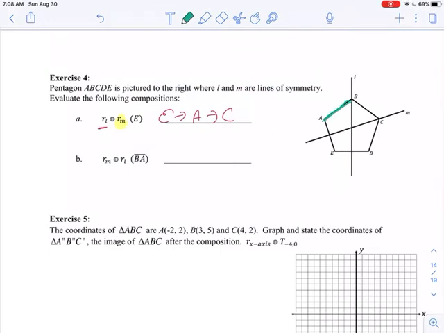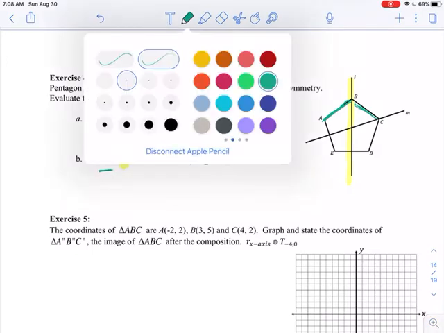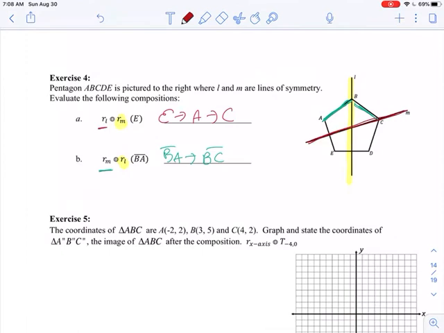All right, so I'm starting with BA, so let me find BA. BA is right here. I'm going to reflect it over line L. So here's line L. If I was to take BA and flip it over line L, I now have BC. So BA is going to become BC. And now I'm going to take that and reflect it over line M. Here's line M. So I'm taking line BC and I'm reflecting it over line M, and I would wind up here at CD. And that would be my final answer.